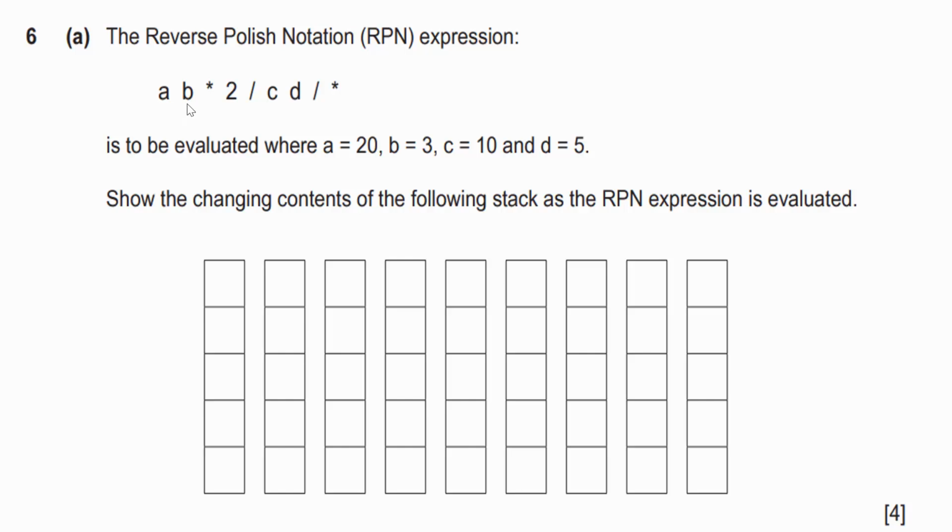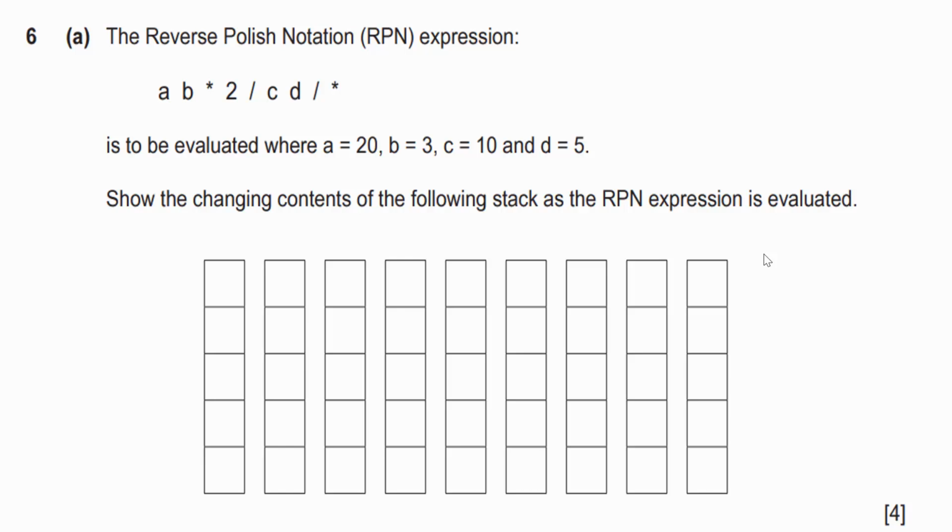So here we have A B times 2 divided by C D, divide, multiply, where A is 20, B is 3, C is 10, D is 5, and we have some stacks. Let's count how many things we have in our RPN formula here. We have 1, 2, 3, 4, 5, 6, 7, 8, 9. We have 9 items in our RPN formula. How many stacks do we have down here? 1, 2, 3, 4, 5, 6, 7, 8, 9. Is that a coincidence? No, it is not.